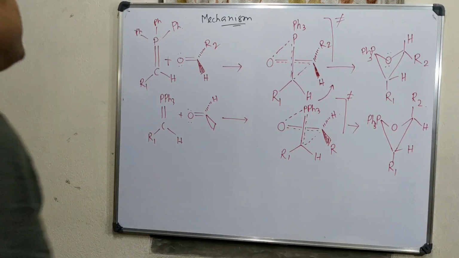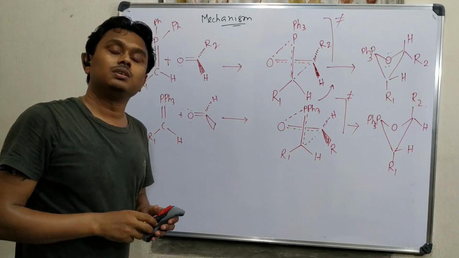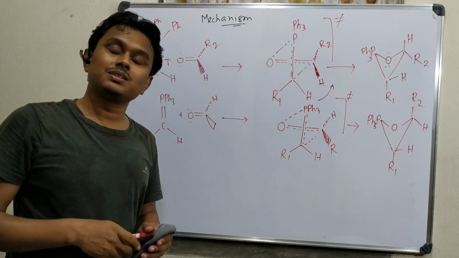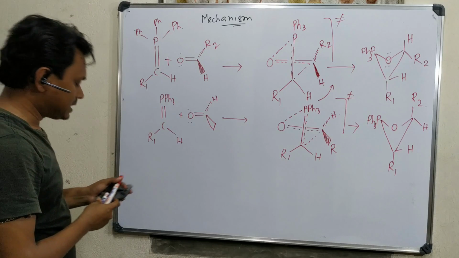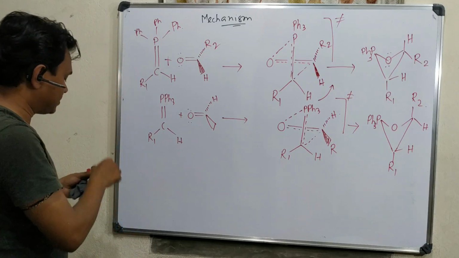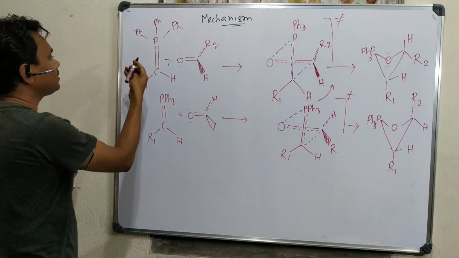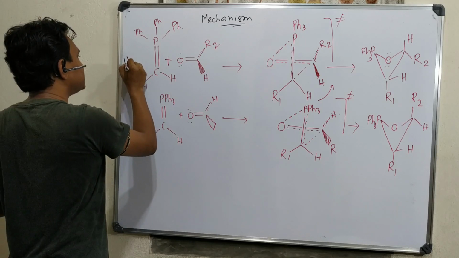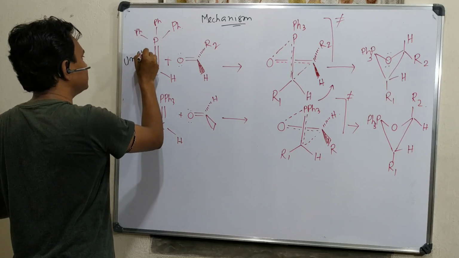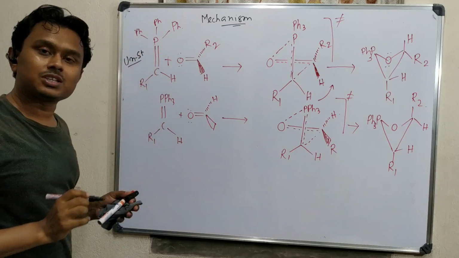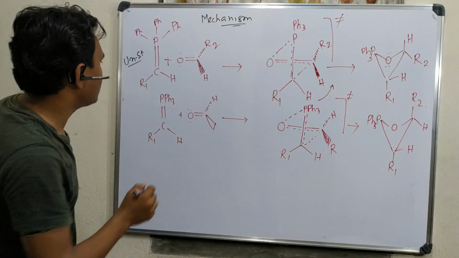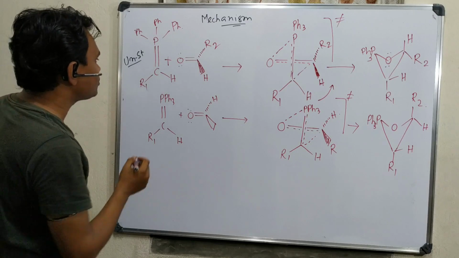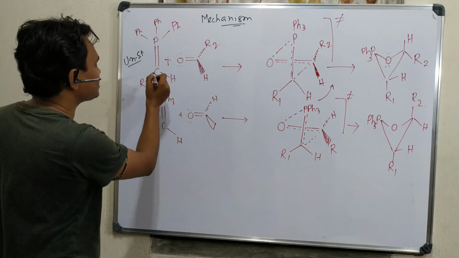Let's discuss the mechanism. How is this stable reagent producing stable alkene, trans, and the unstable one cis? Okay, so let's check the first one. For example, let's consider this one is an unstable reagent, unstable Wittig. So it is expected that it will produce the unstable cis-alkene. The question is how? First of all, this reaction will proceed in this way.